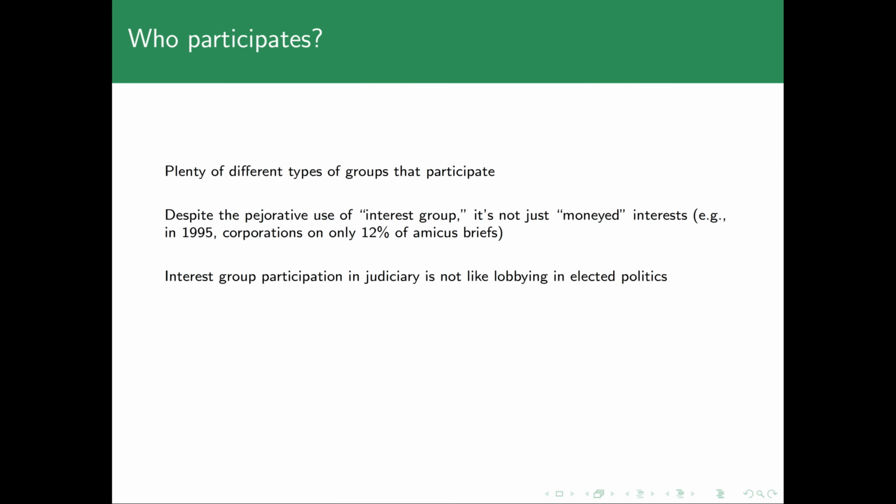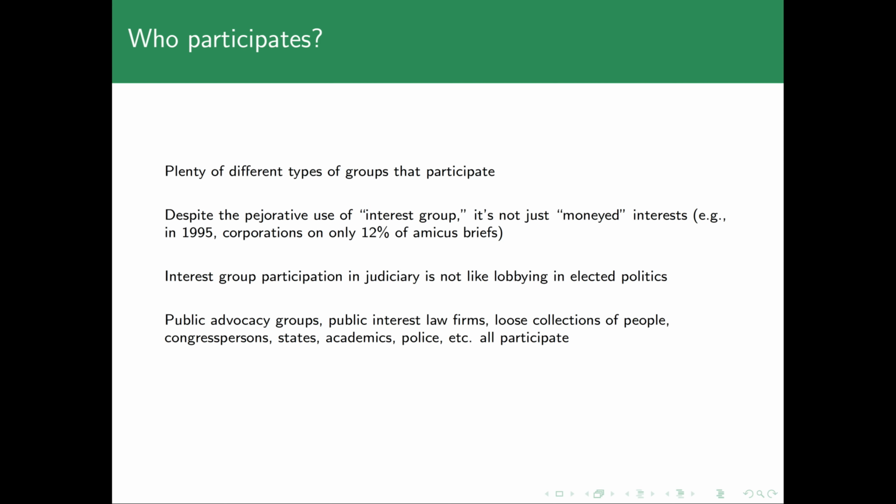Instead, it's not like lobbying in elected politics, right? It's a diverse bunch of groups. You have public advocacy groups, public interest law firms, these ad hoc collections of people. You have congresspersons at all levels. So you'll see somebody from the U.S. House of Representatives or maybe a state senator file a brief. You'll see states do it, academics do it, police. All these sorts of different groups participate. And a lot of times it's individuals. It's not collections per se of those people.